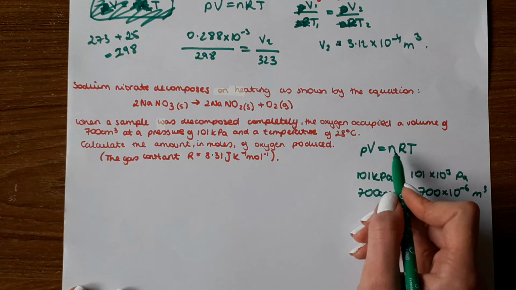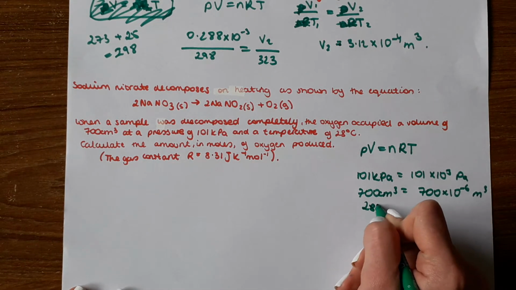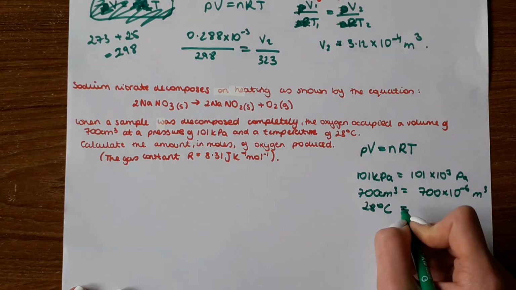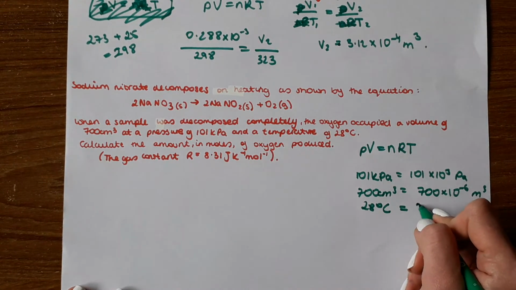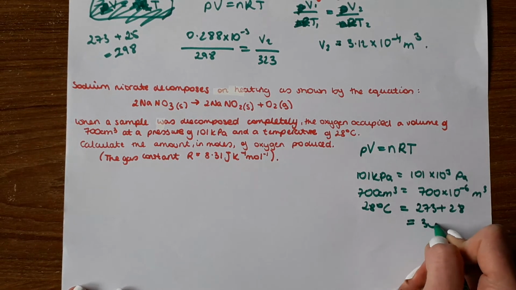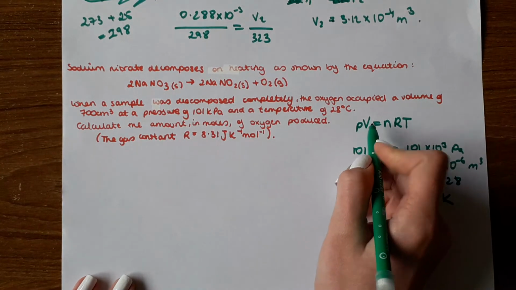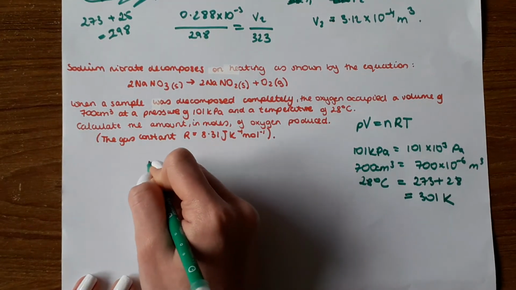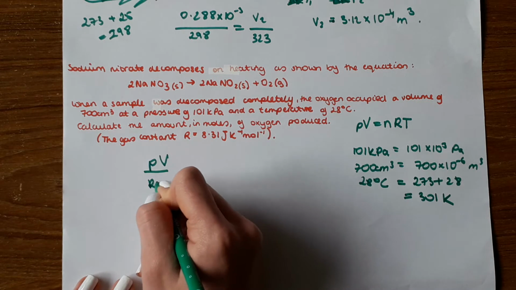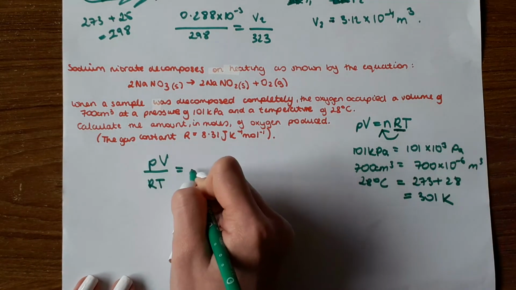Next thing, R is the constant, and temperature is 28 degrees Celsius. We need this in kelvins, and this would be 273 plus 28, which gives you 301 kelvins. So now you want to rearrange this equation to find n: PV over RT equals n.